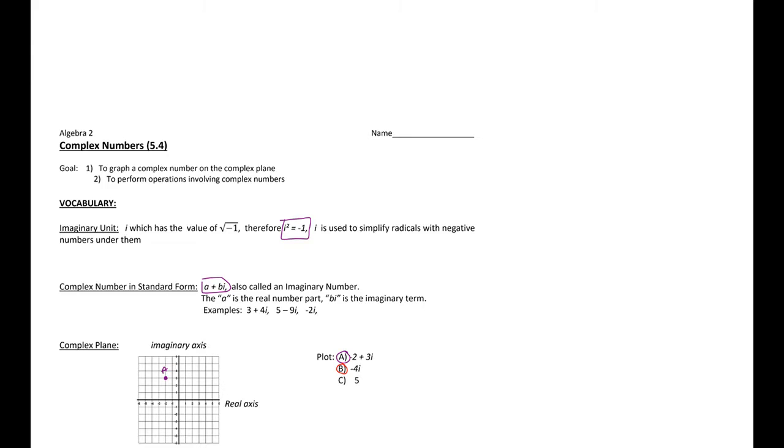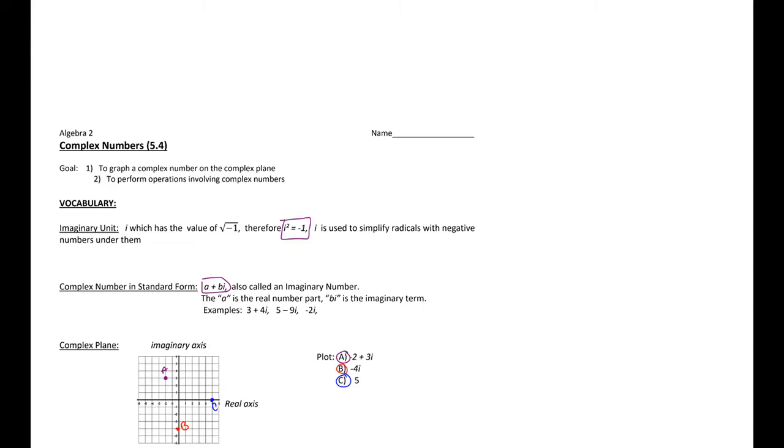For point B, I don't move along the real axis at all, but I move down 4 on the imaginary axis. And then for point C, I have a positive real number of 5, so I move 5 along the real axis, but then there's not an imaginary number, so we plot our real number as point C at the axis of 5.